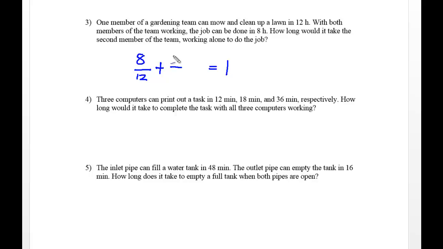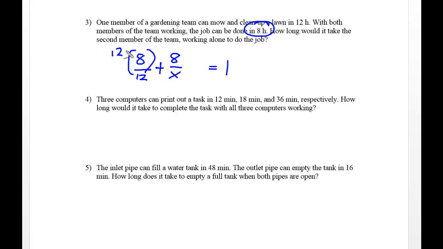How long would it take the second member of the team working alone to do the job? Well, right here, it changes the scope of the equation because in this case it tells you that the job can be done in 8 hours. This means that the x, or the total work time, is now 8, and we're trying to figure out the denominator of this new fraction over here. So what's going to happen in this problem is we're going to have to get rid of these denominators by multiplying by the common denominator. The common denominator of 12 and x is 12x.